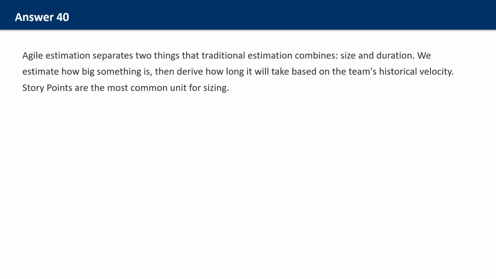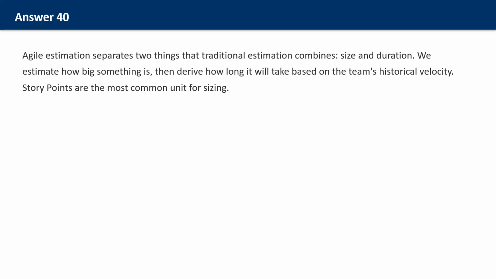Agile estimation separates two things that traditional estimation combines: size and duration. We estimate how big something is, then derive how long it will take based on the team's historical velocity. Story points are the most common unit for sizing. A story point is a relative unit combining complexity, effort, and risk.